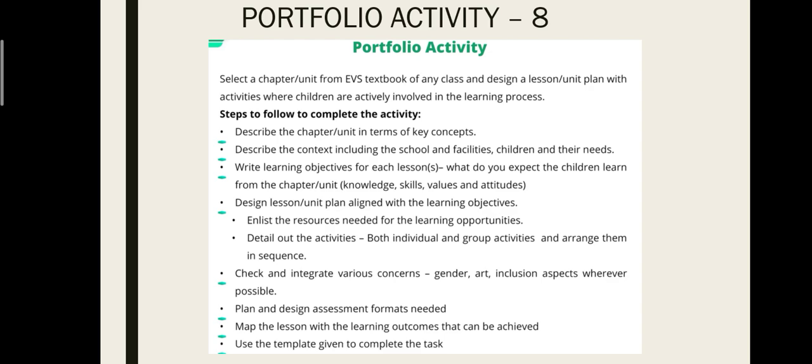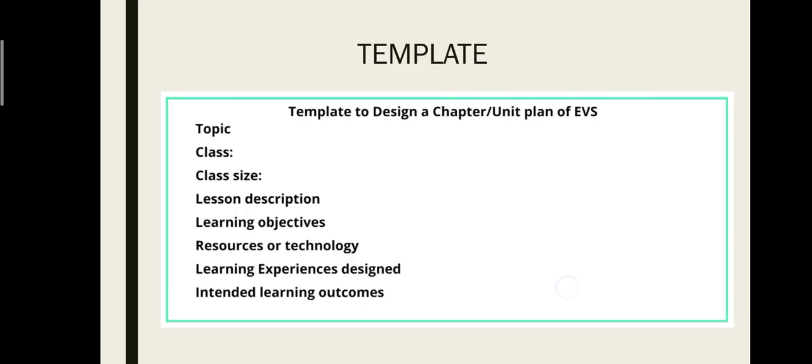unit plan aligned with the learning objectives. Then check and integrate various concerns such as gender, art, and inclusion wherever possible. Plan and design assessment formats needed, and map the lesson with the learning outcomes that can be achieved. Use the template given to complete the task. Here is the template given by the NCERT to complete the task. Under that template there are different headings.